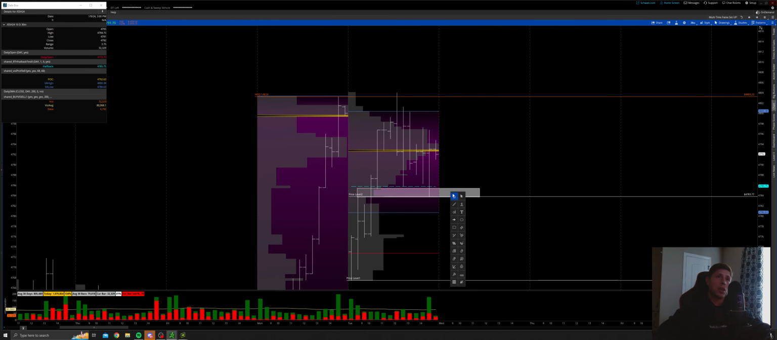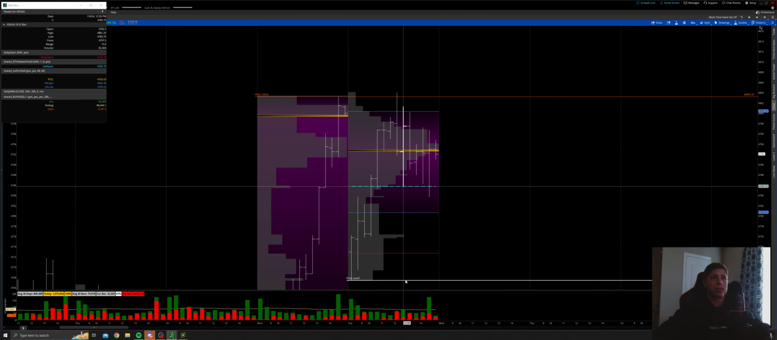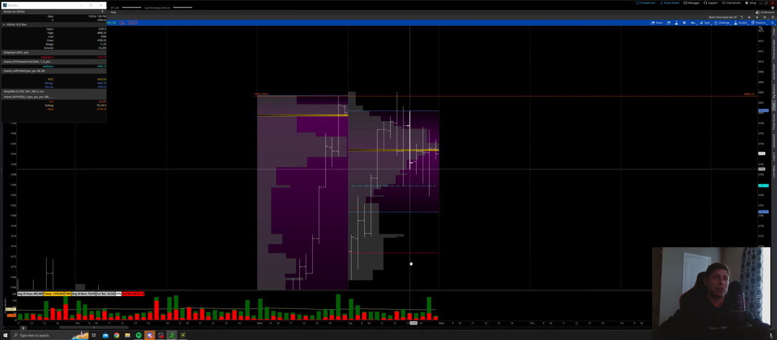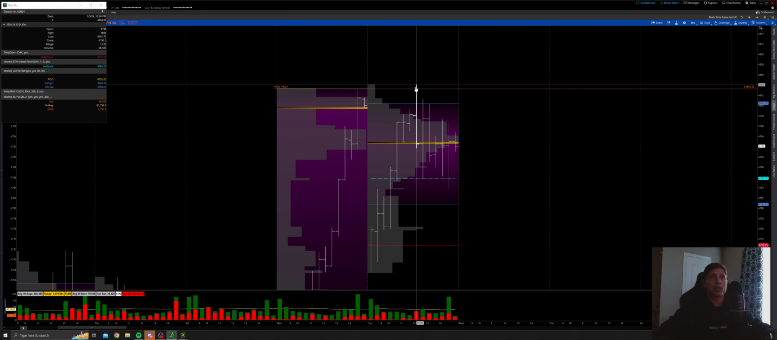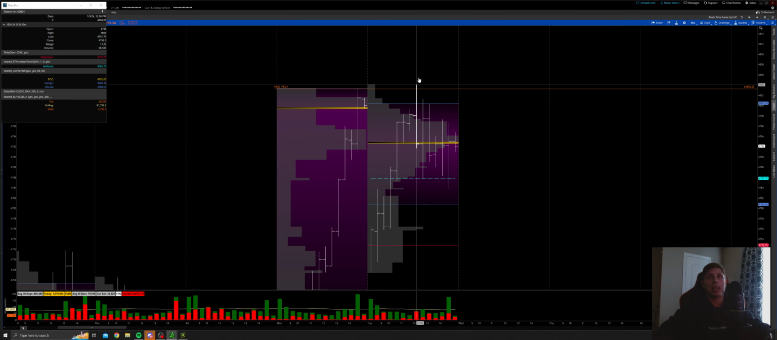Other than that, that was the only trade on the day. Ended up 8 wide, not a whole lot there as far as something to really mark. We did stretch our balance high. Okay, we took it out by 3 ticks to the upside. Our daily balance high is stretched.